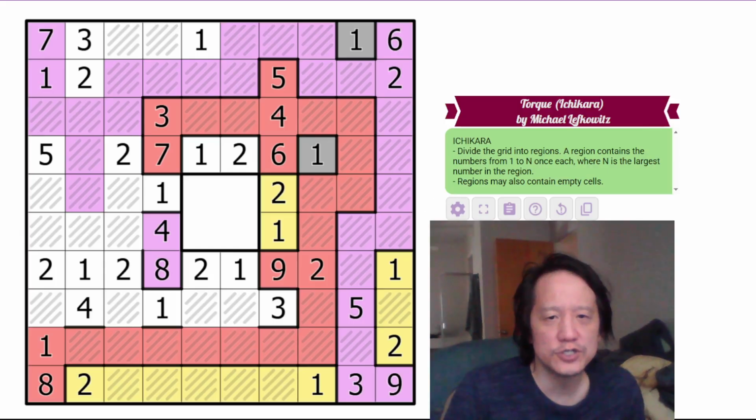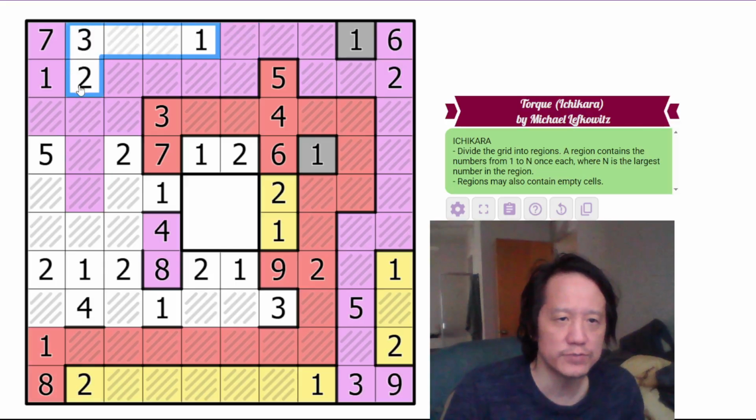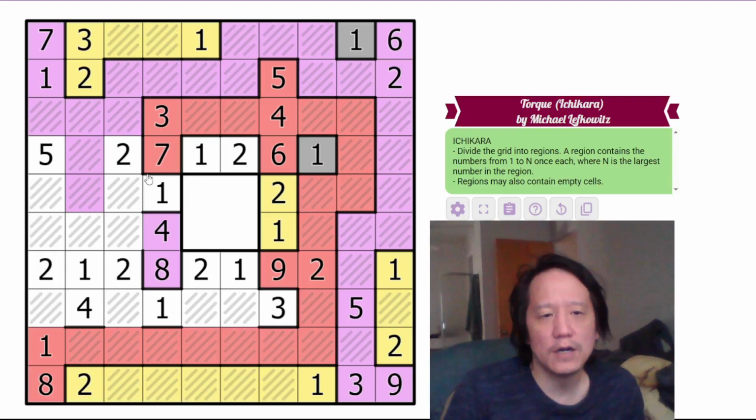This is a region. This 3 needs access to a 2 and a 1, so it must be these two, which means that's a region. This 2 needs access to a 1, so it must be that one. So that's a region there.